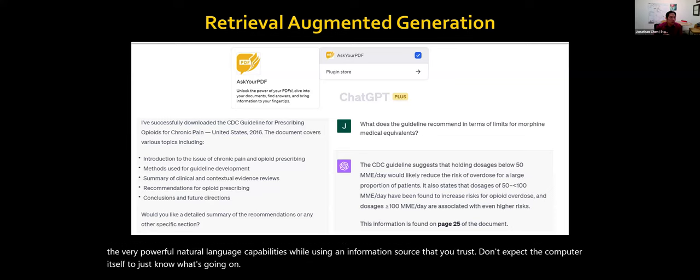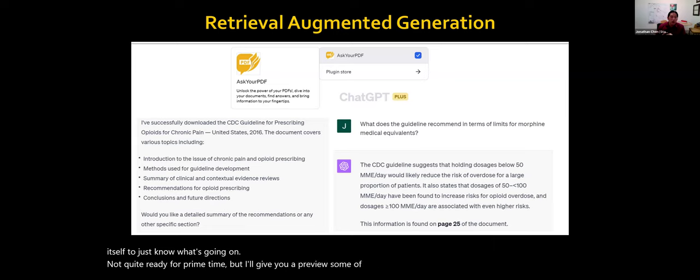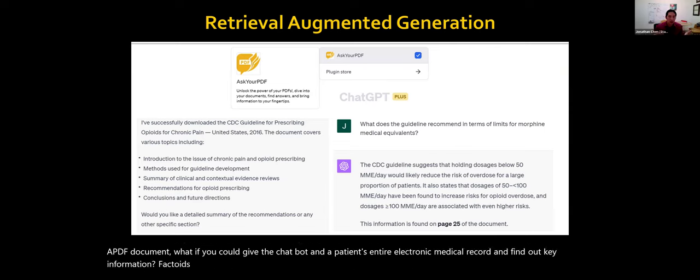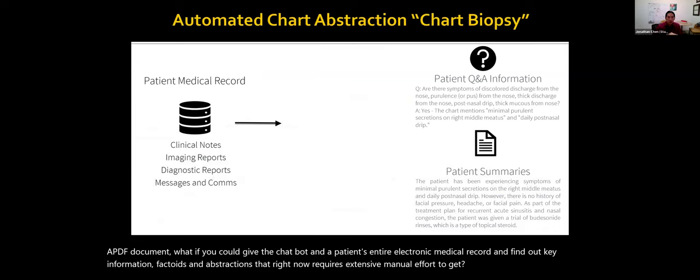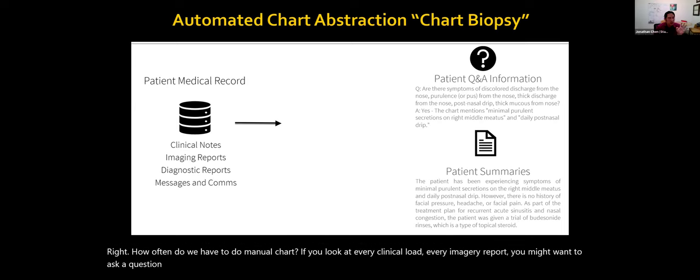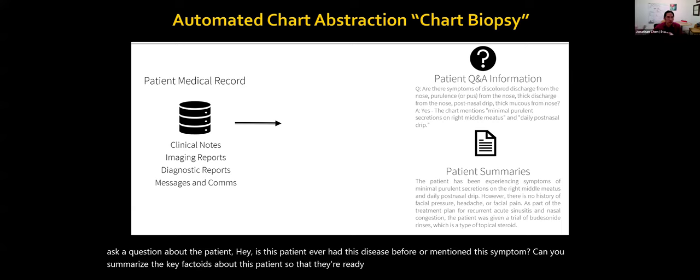Not quite ready for prime time, but I'm going to give you a preview of some of the work that's happening right now. What if, rather than a PDF document, you could give the chatbot a patient's entire electronic medical record and find out key information, factoids, and abstractions that right now require extensive manual effort to get? How often do we have to do manual chart review, look at every clinical note, every imaging report? You might want to ask a question about the patient. Hey, has this patient ever had this disease before or mentioned this symptom? Can you summarize the key factoids about this patient so that they're ready for their next clinic visit or their quality reporting metric or any other of these kinds of factors?